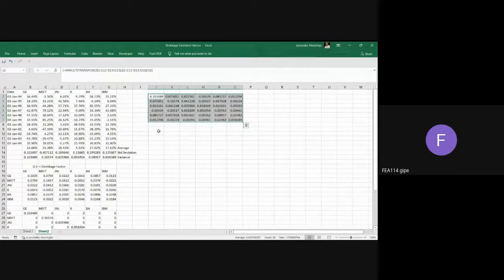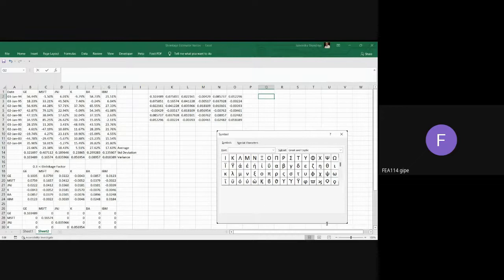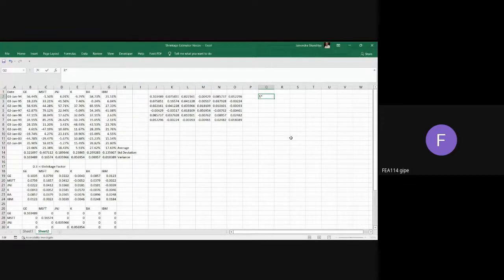Now, let me write one formula. The shrinkage estimator works on this formula: my actual variance covariance matrix is lambda times the sample variance covariance matrix, plus 1 minus lambda times another variance matrix. Let me write it so that you remember. This is how the shrinkage estimator works.